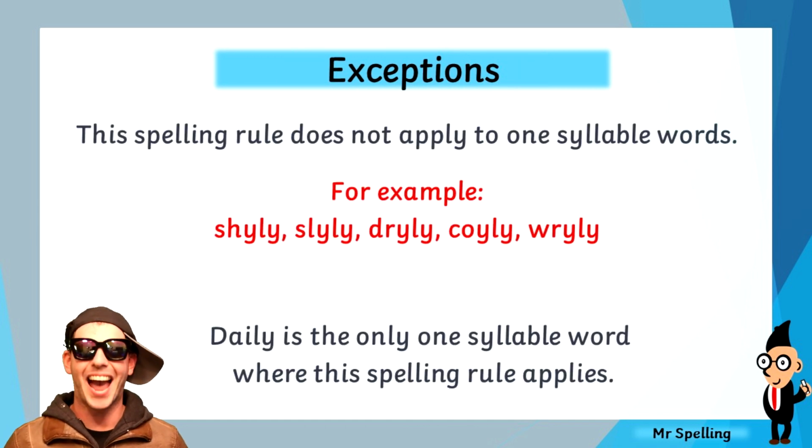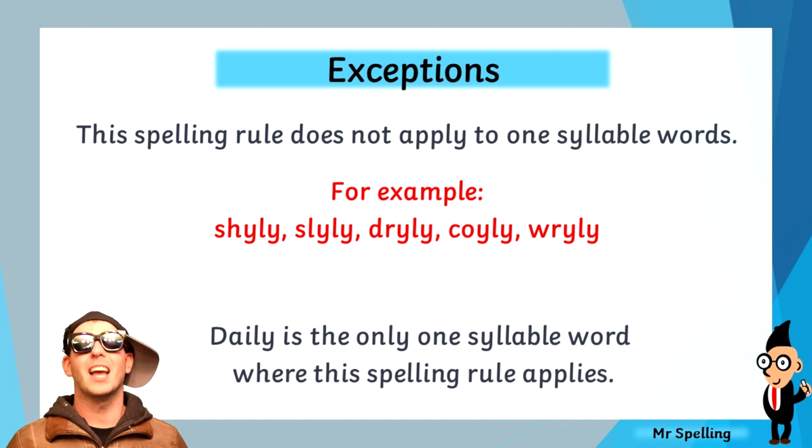Now it is time to look at the exceptions to our spelling rule. The spelling rule we are learning about today does not apply to one-syllable words. Words like shyly, slyly, dryly, coyly, and wryly. So there's a few exceptions, but there's not many of them, which makes it a pretty good spelling rule. We should also note that the word daily is a one-syllable word, but it does follow the spelling rule. So I guess you could say it's an exception to the exception.